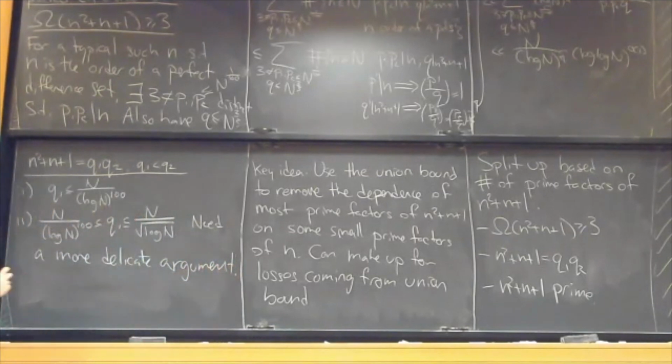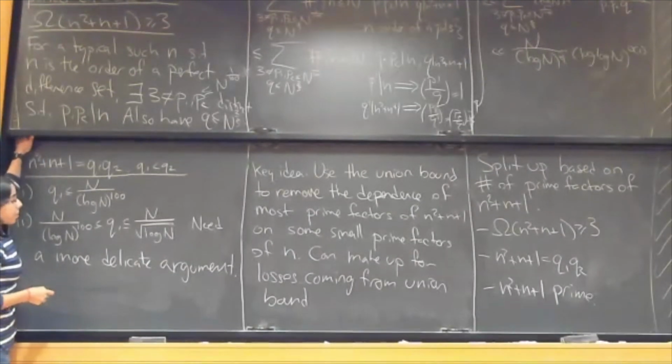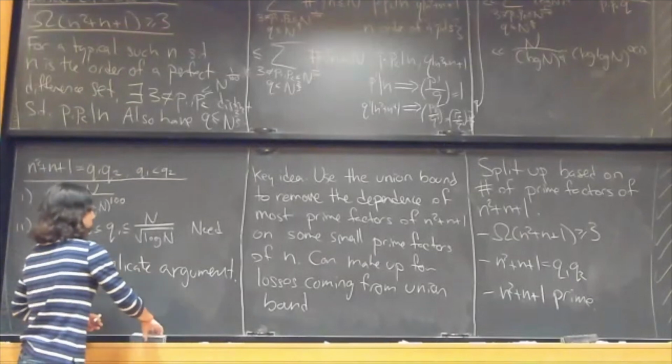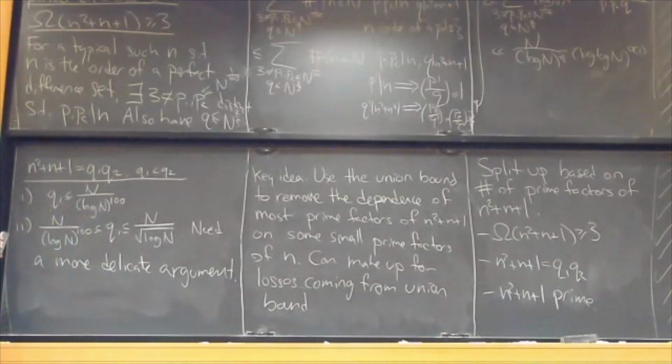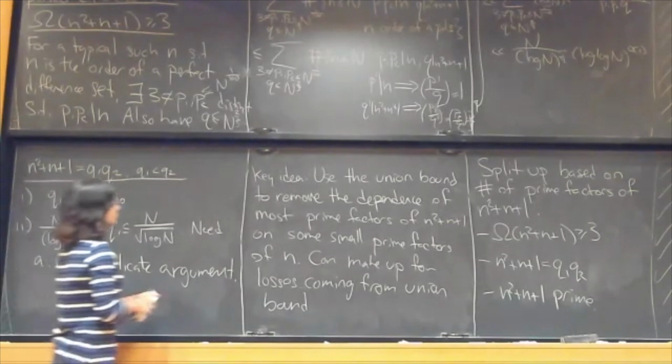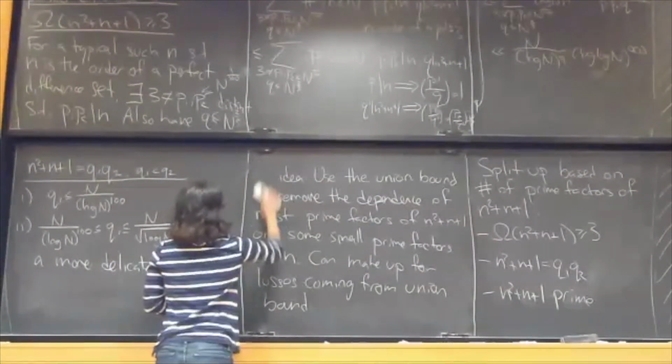The argument is still based on splitting up the little n below big N in some way, applying Mann's theorem, and then using a sieve to bound something and saving a little bit. So let's see more about that.